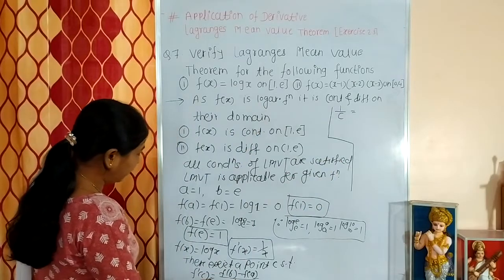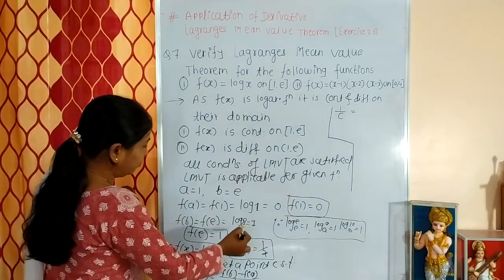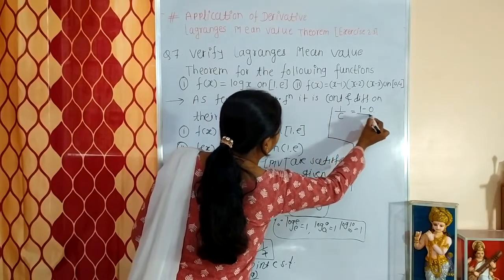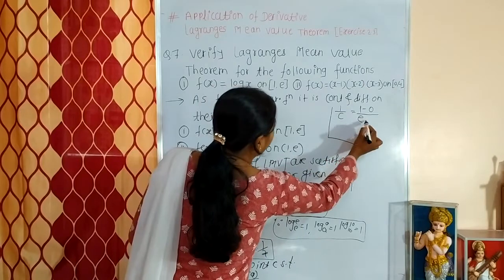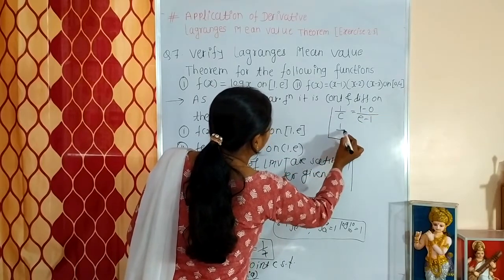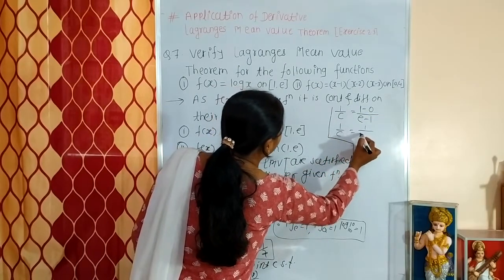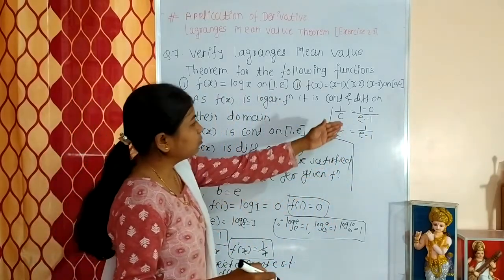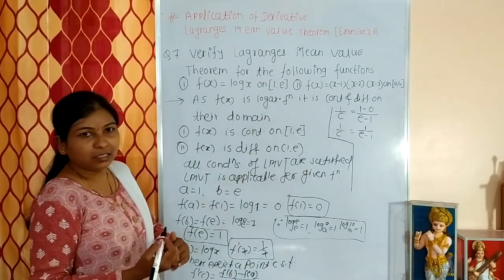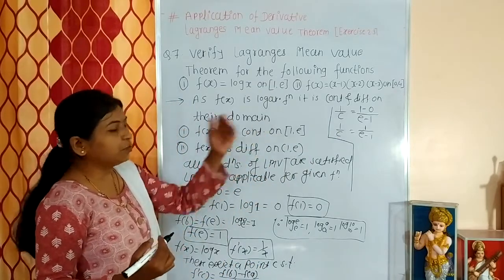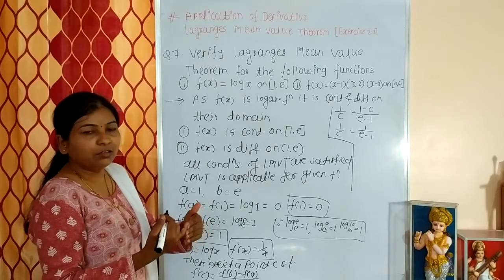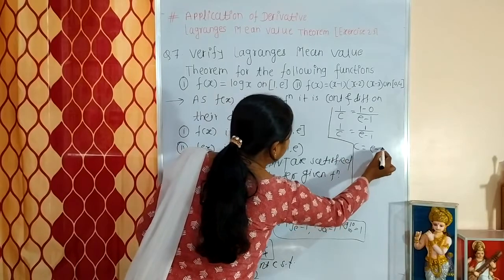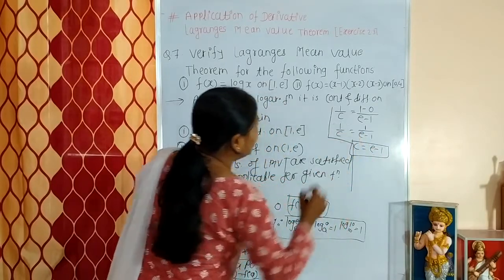Then what is the value of f of b? The value of f of b is 1, and f of a is 0. Okay, divided by b minus a, e minus 1. So 1 minus 0 will be 1. So 1 upon c is equal to 1 upon e minus 1. Take the reciprocal of both sides. Then what do we get for c? If we take its reciprocal in order to get c, then we get c is equal to e minus 1. Then the value of c is e minus 1.